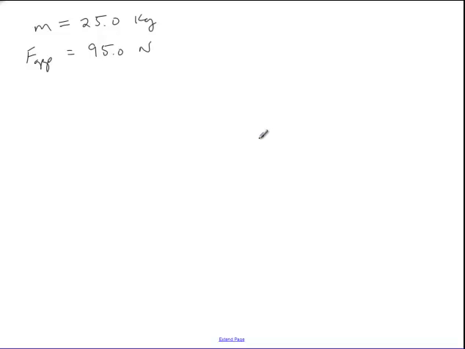What else is happening? There's a force of friction of 50 newtons. Okay, force of friction equals 50.0 newtons. And let's find the acceleration of the object. Okay, so A equals what we're looking for. So again, let's draw a free body diagram.